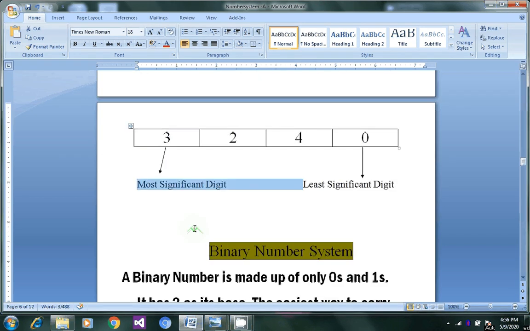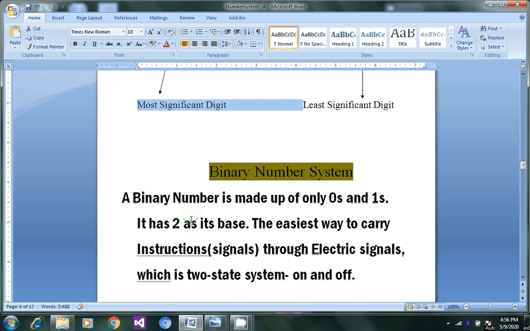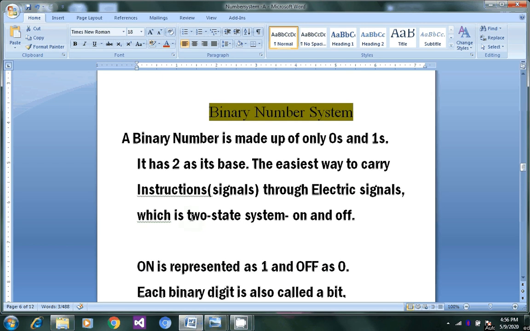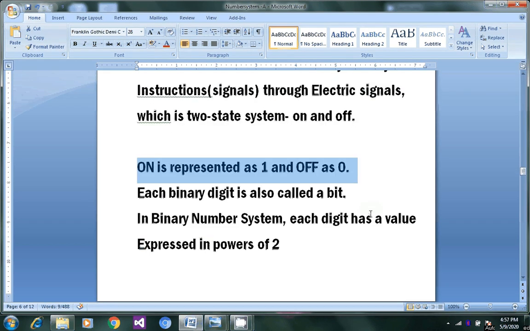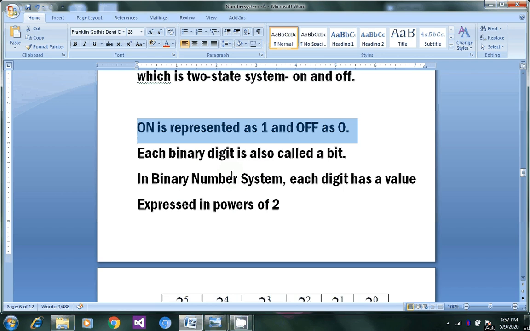Now if we discuss the binary number system, the number system having just two digits, 0 and 1, is called the binary number system. It has base 2. The easiest way to carry instructions is through electric signals, which form a two-state system, that is on and off. On is represented by 1 and off by 0. Each binary digit is also called a bit.